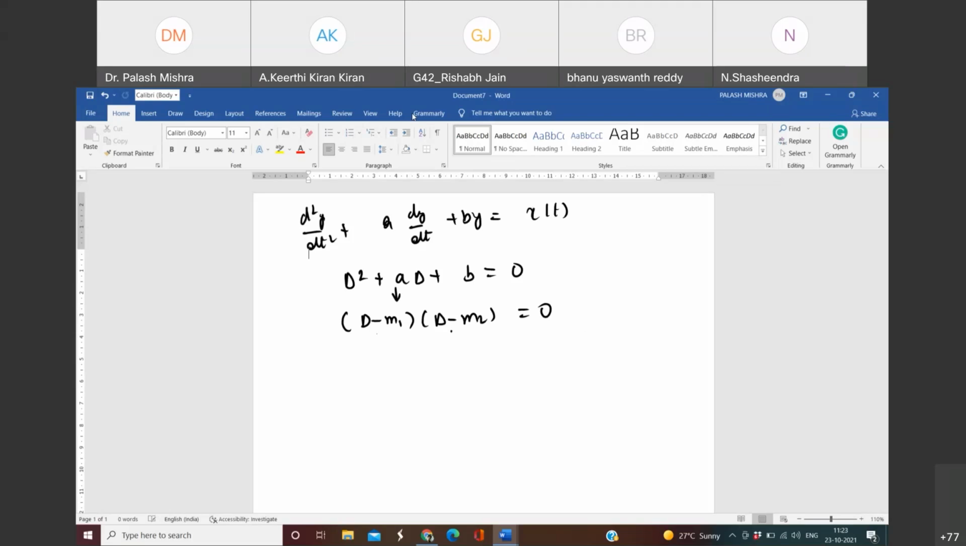So the two roots will come out to be D equals m1 and D equals m2. So the final solution, if you have to write it, you will write something like this: a1 times e to the power of m1t plus a2 times e to the power of m2t plus whatever the forced response of the system will be. Forced response formula, how to find it?